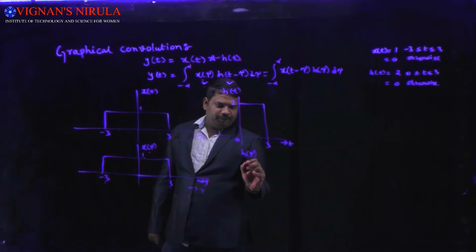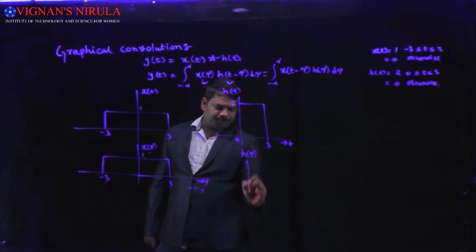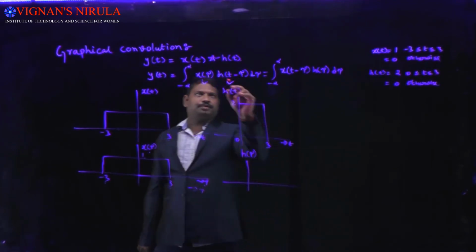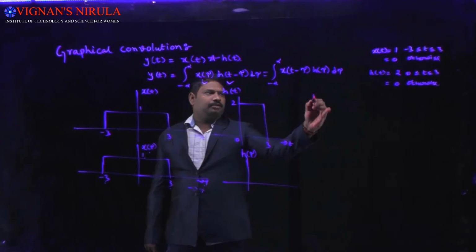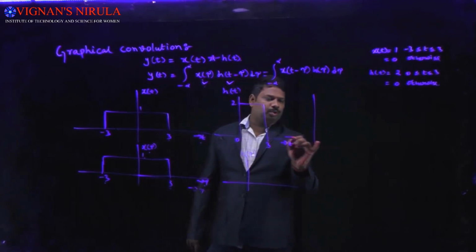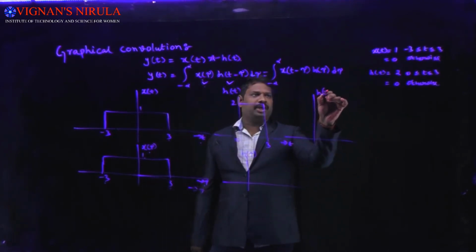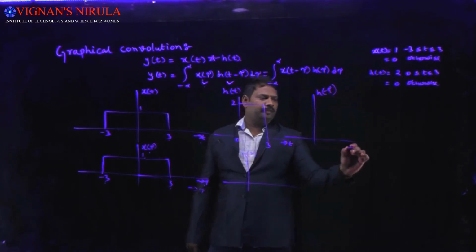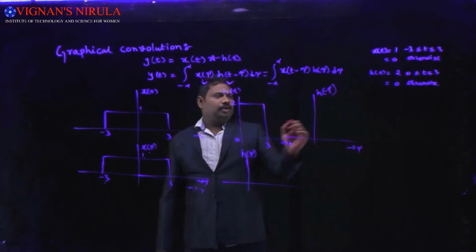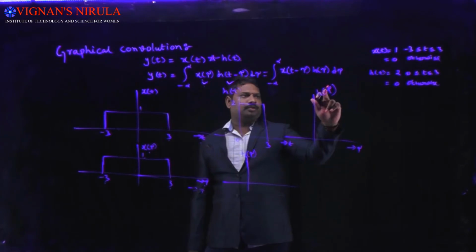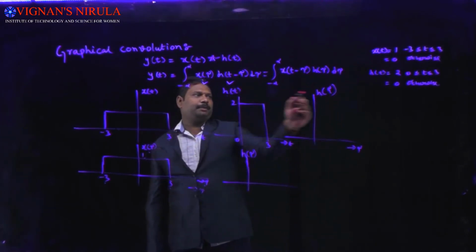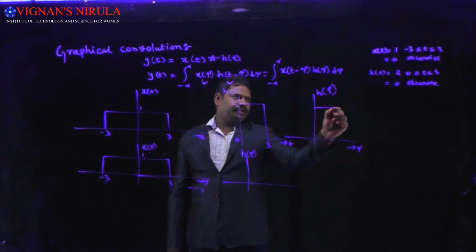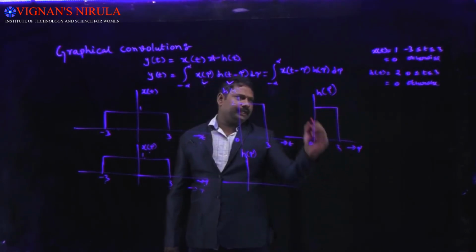Similarly, for h of t minus tau, first convert this h of tau towards the negative, like this, h of minus tau with respect to tau. First we will draw h of tau. H of tau means h of t is replaced with tau. That's why it will be defined from 0 to 3 like this.